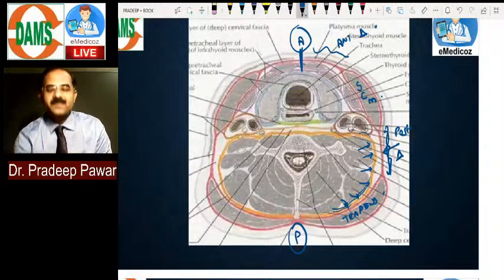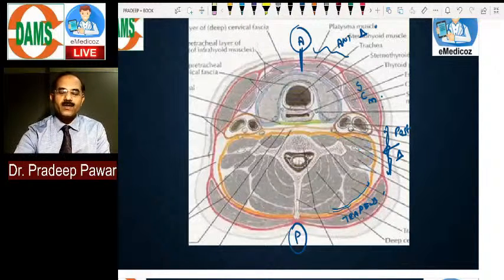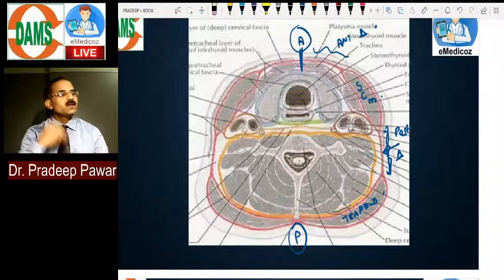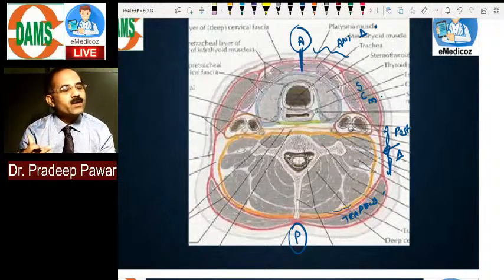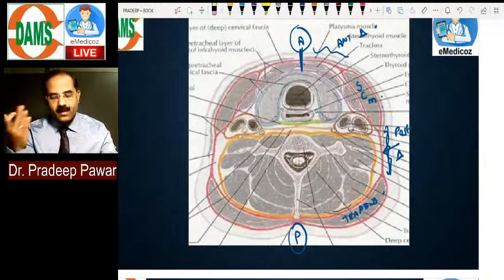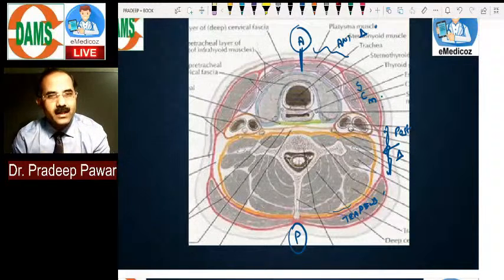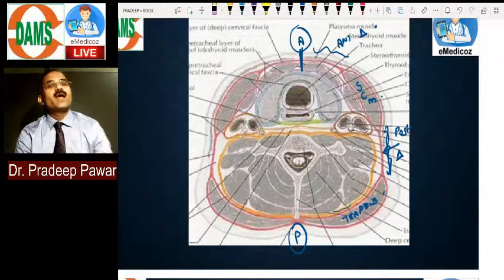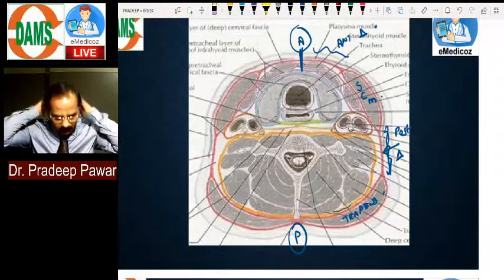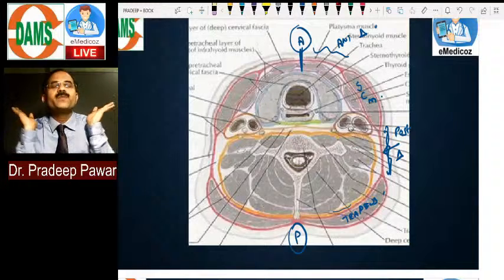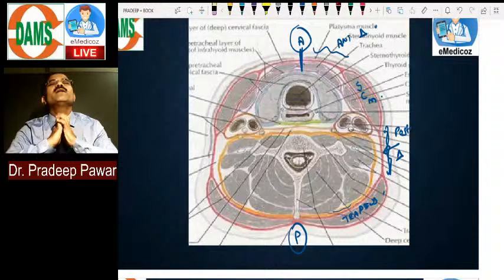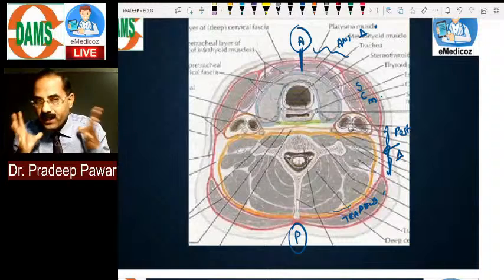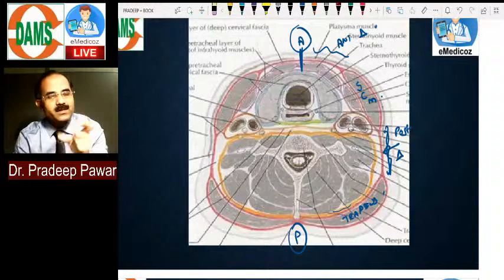Absolutely clear. And now what would lie in the roof of the posterior triangle? There's another fascia. This is the investing layer of the deep cervical fascia, and this investing layer would begin from the spines of the cervical vertebrae and come to the midline here. That red colored is the investing layer of the deep cervical fascia.